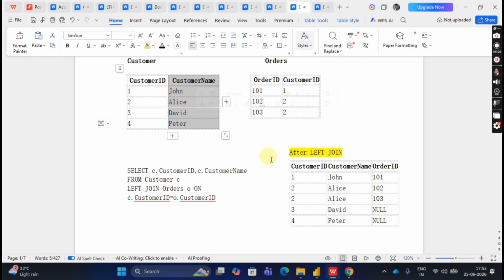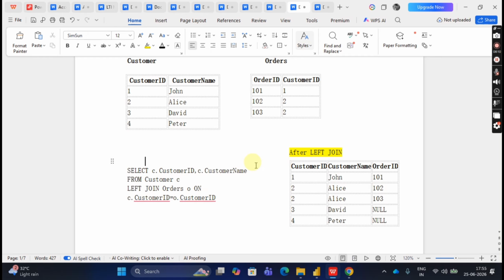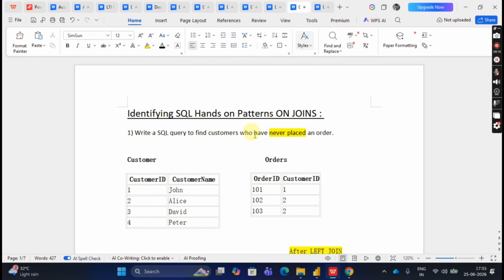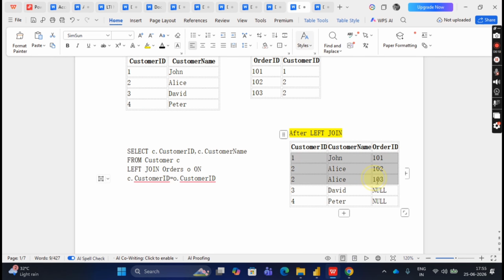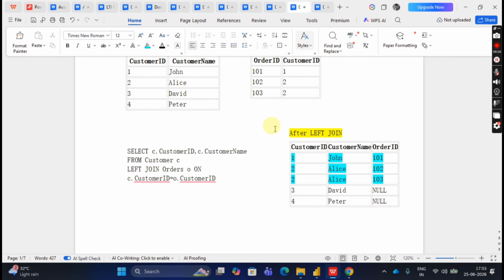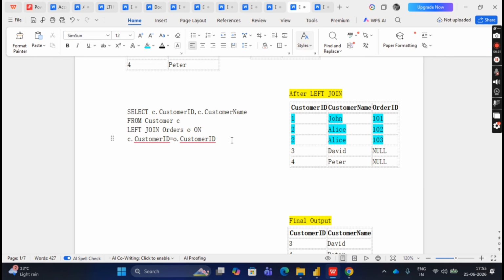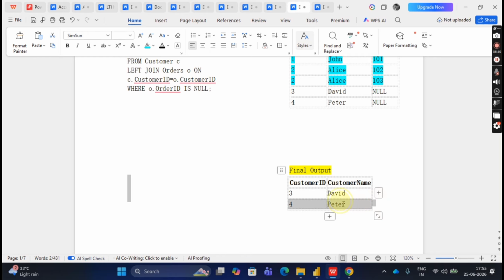Okay. And at the last, what is the ask of the SQL problem? Only find the customers who have never placed an order. So what do you think? Do we need the values for John, Alice? John or Alice is not required, right? Because we only need the customer names who have not placed an order. So at the last, we will write WHERE O.order_ID IS NULL. So this will give only the customer names having the order ID as null.